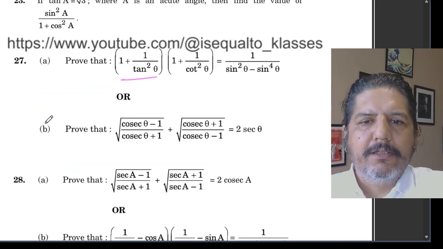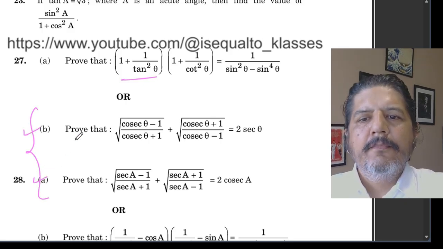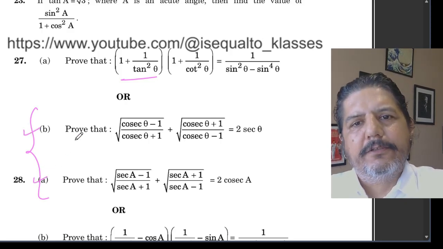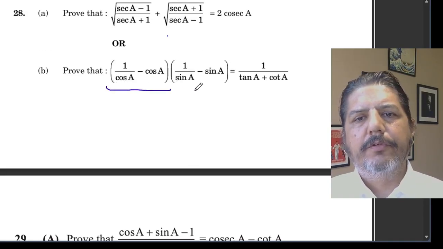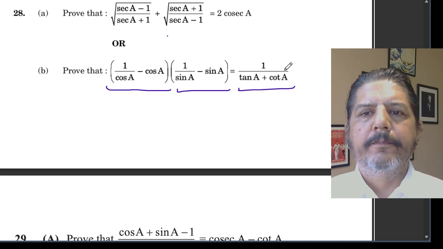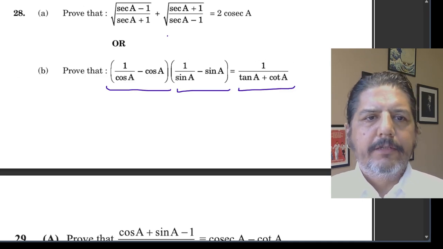Next question is pretty interesting. As a matter of fact, both these questions will require a lot of manipulation. So let's start. 1 upon cos⁴A minus 1 upon sin⁴A... is equal to 1 upon tan⁴A plus cot⁴A. Now I'll start with the LHS, the left hand side.